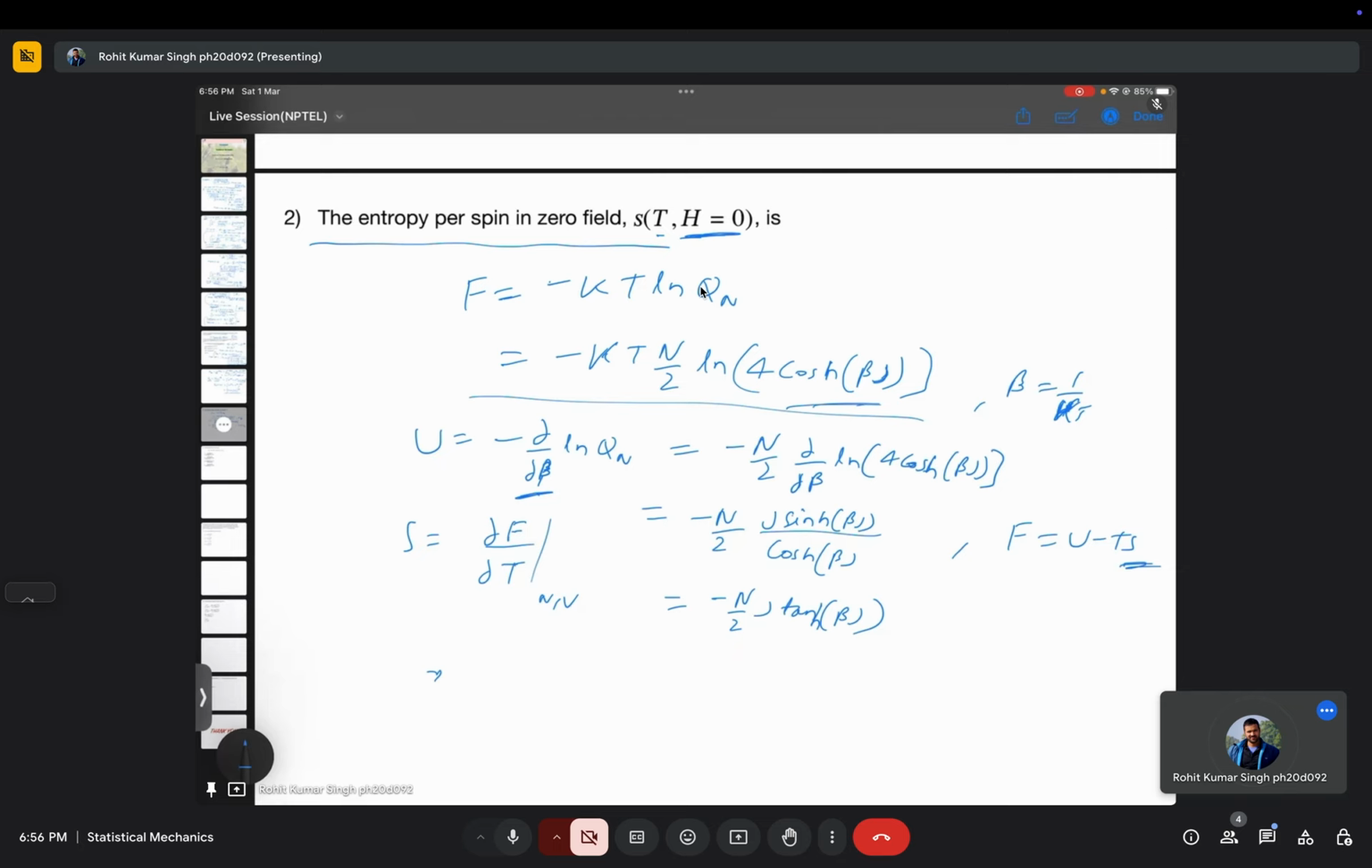And then from here, entropy is what? Entropy is U minus F by T, right? So S is 1 by T. U we have calculated here, minus n by 2 J tanh beta J, and F we have calculated here, which is minus n by 2 kT ln 4 cosh beta J, right?